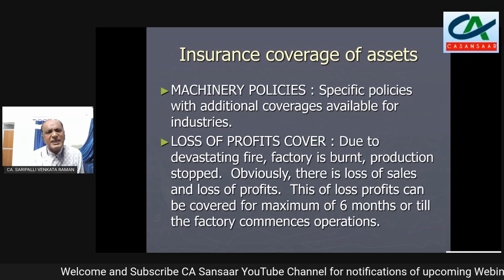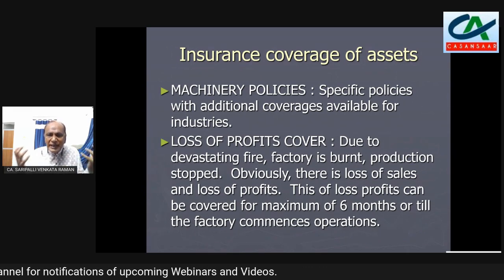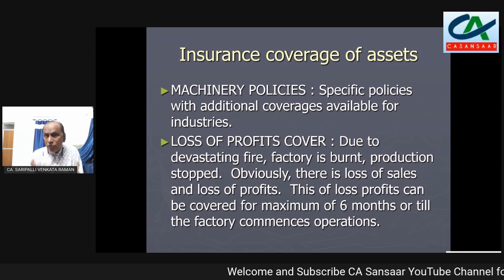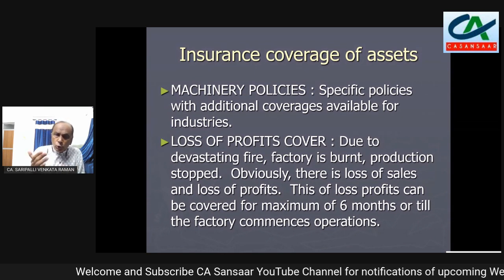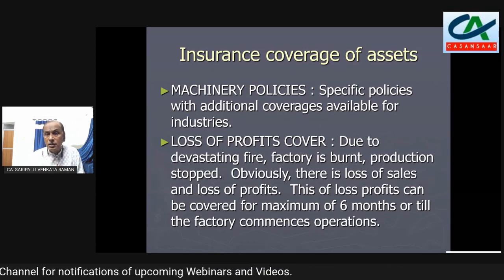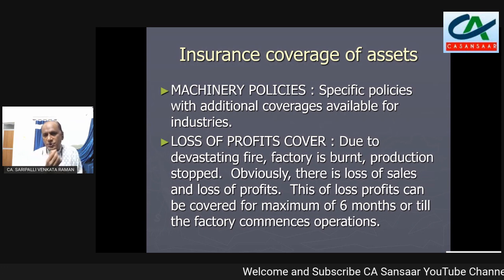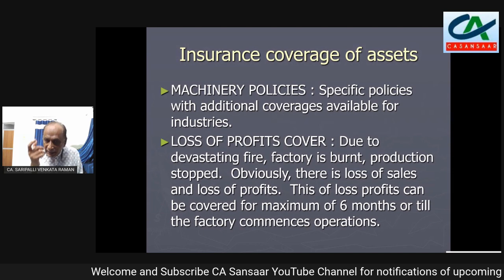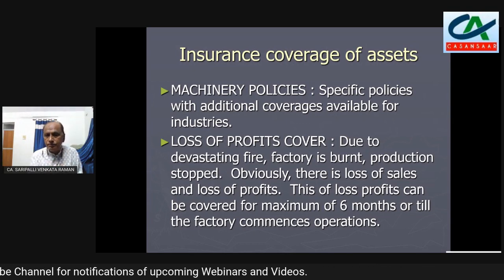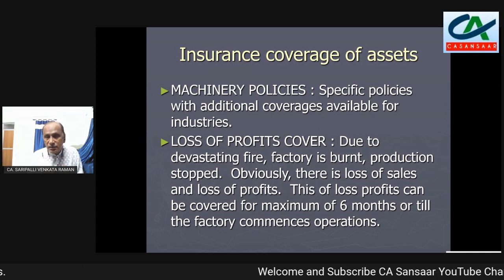Machinery policies. Specific policies are available with insurance companies for additional coverages for various types of industries depending upon the needs of the industry. Those are called machinery policies. Then, many people do not know about this. There is what is called a loss of profits cover. Due to a devastating fire, a factory is burnt, production is stopped. Obviously, there is a loss of sales. Once there is a loss of sales, there is a loss of profit. This loss of profits can be covered by paying a certain amount of premium as determined by the insurance company. It can be covered for a maximum period of 6 months, or till the factory commences operation, whichever is earlier.